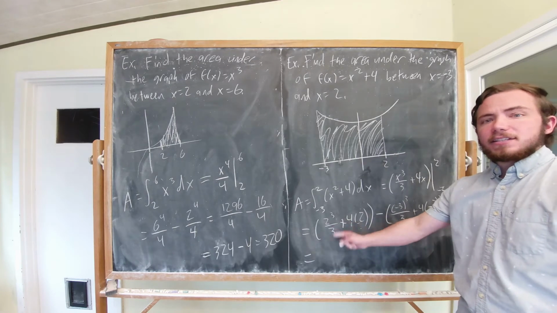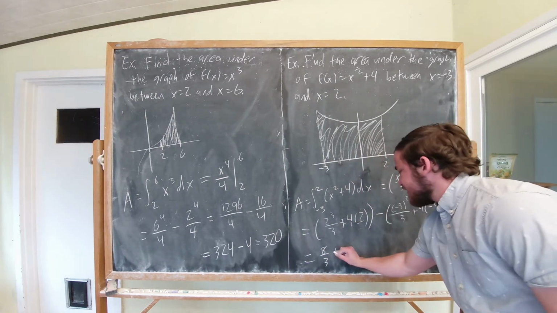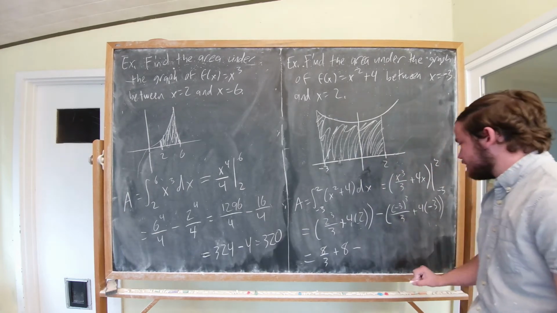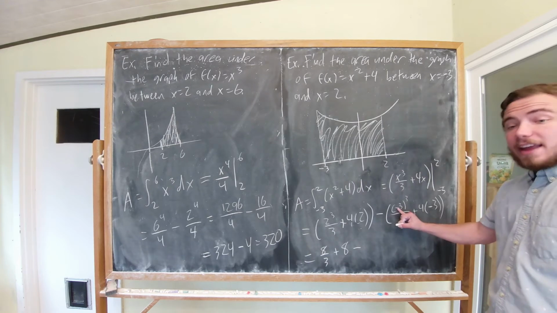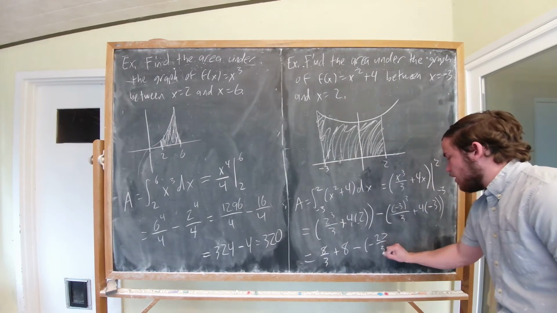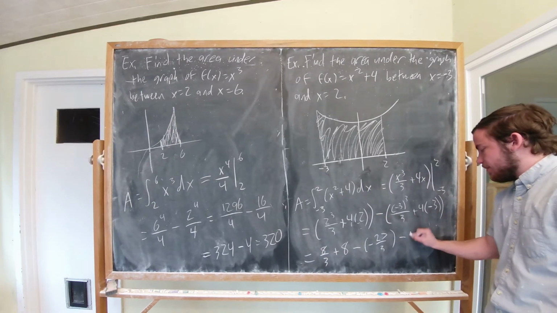Okay, this is 8 divided by 3 plus 8. And here we have minus, this is -27 over 3 minus -12.